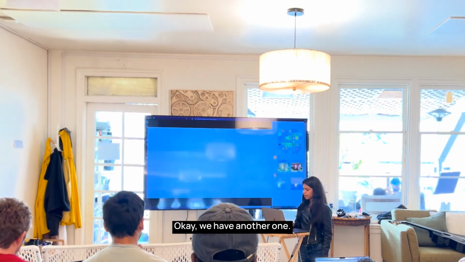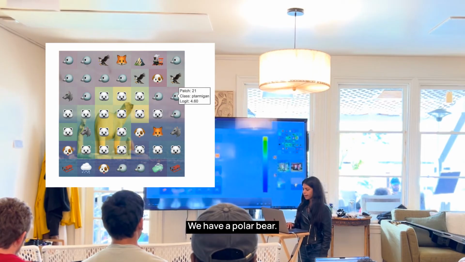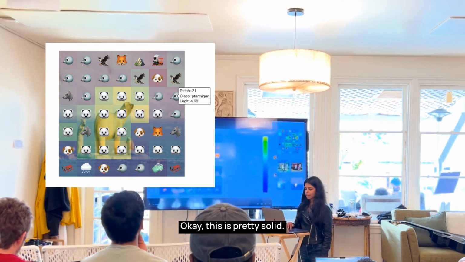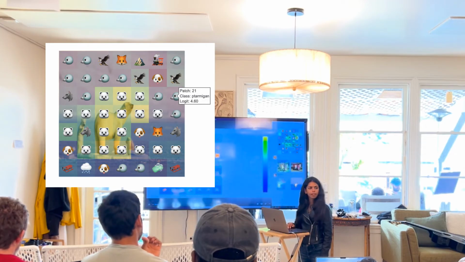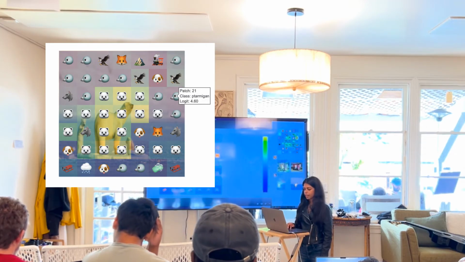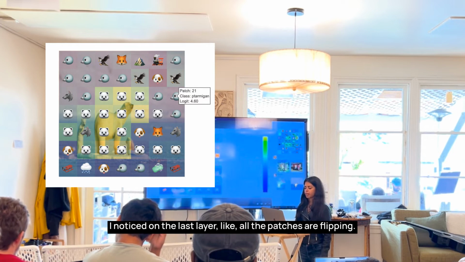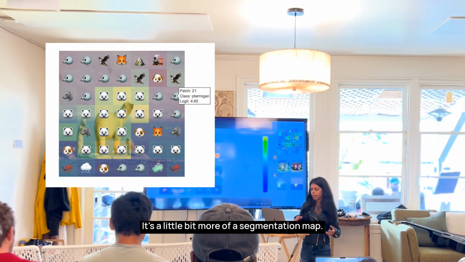Okay, we have another one. We have a polar bear. Nice. Okay, this is pretty solid. I guess the foxes are Arctic foxes. Yes, I think that's right. I'm curious. This looks like a very last layer prediction. I noticed on the last layer, all the patches start flipping. Well, it's second to last. It's a little bit more of a segmentation map.